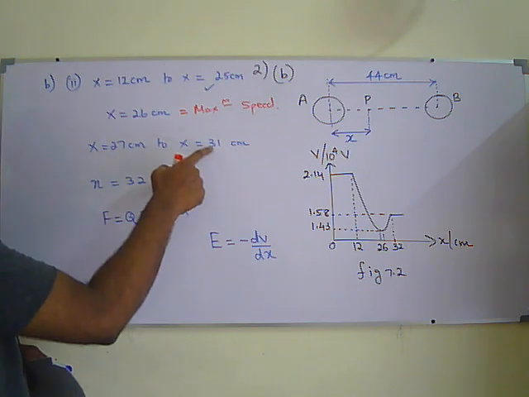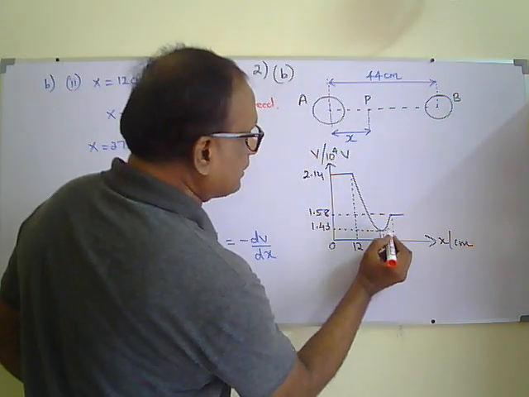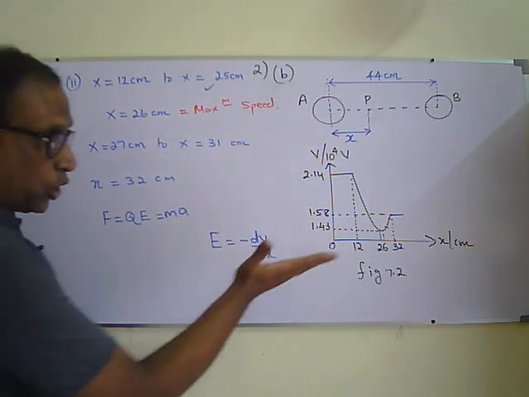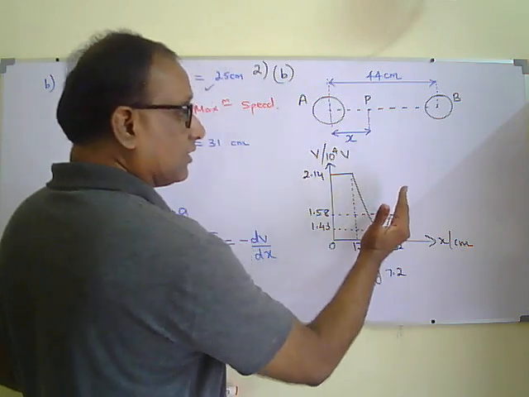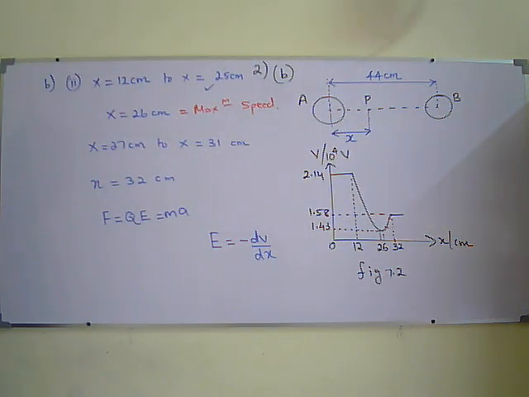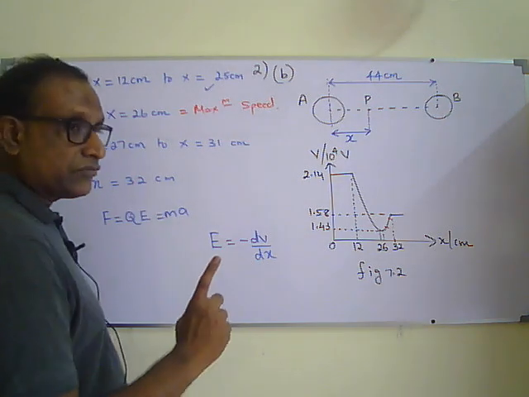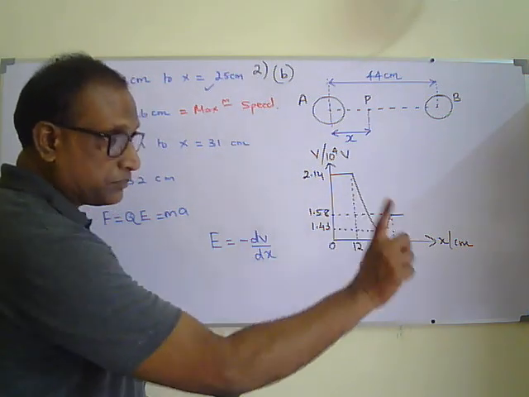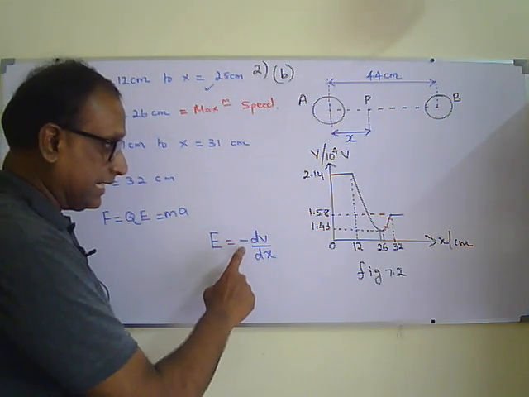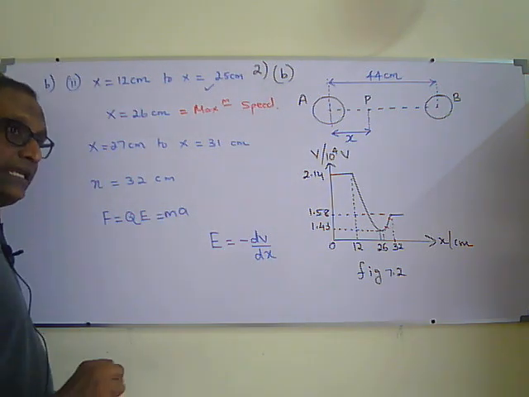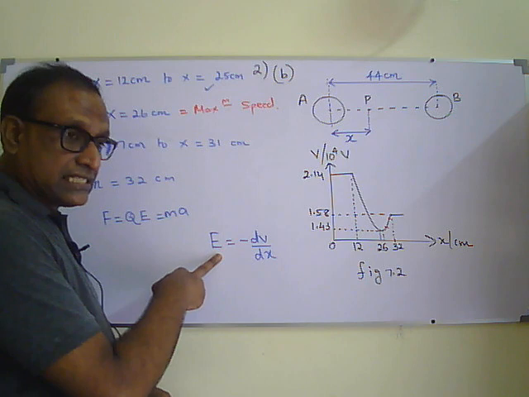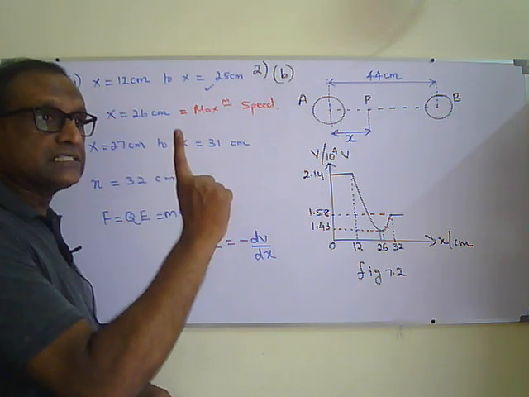Then 27 centimeter to 31 centimeter, that is somewhere here, 27 to 30, so in this part. Okay, so there you can see again, the slope is increasing, the gradient of the tangent is going to increase, right? So gradient of the tangent is going to increase means magnitude of E is increasing, but the gradient is positive multiplied by negative. That means the electric field strength is going to be negative and increasing. What does it mean? Negative and increasing means the direction of the electric field strength is going to be opposite to the direction of velocity.